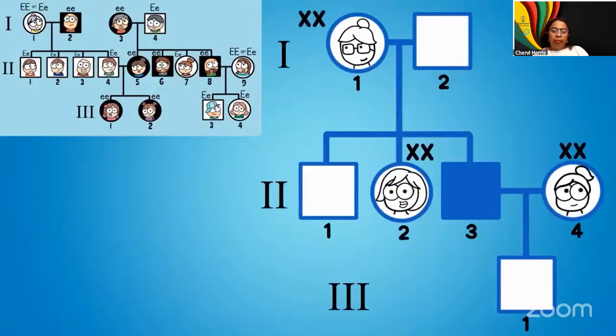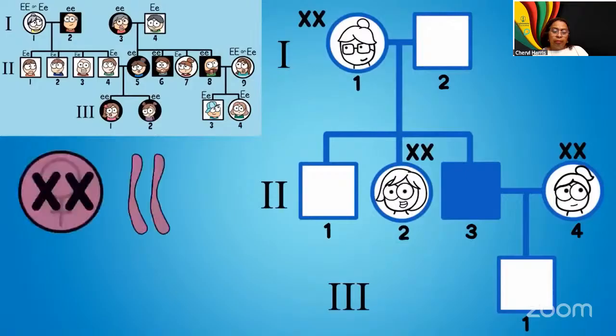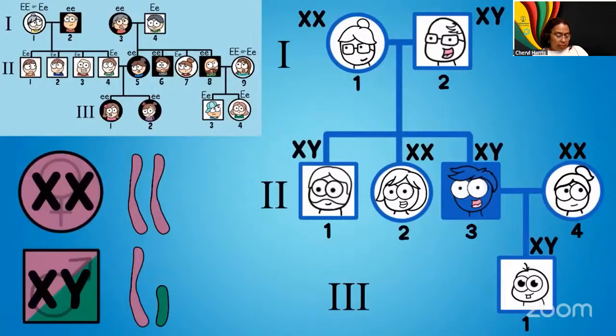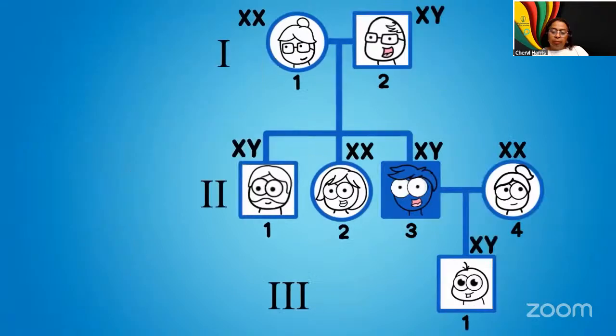First of all, the females, the circles, should have an XX to indicate 2 X sex chromosomes. Remember, females have 2 X chromosomes. Males should have an XY to indicate an X and a Y sex chromosome. That's always a good thing to do first. Now remember that we were told this pedigree is tracking sex-linked recessive traits. So the shaded one here has the sex-linked recessive trait.